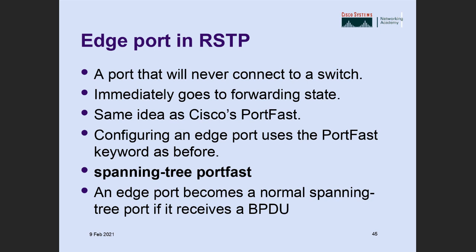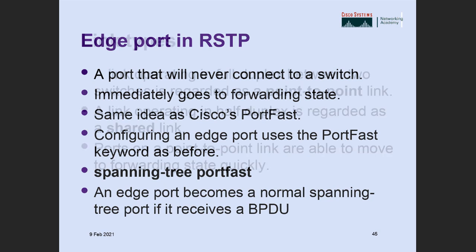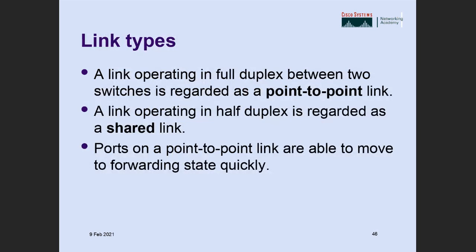Now, if I lie to the switch and create an edge port, and I say this is an edge port, it's only going to an employee's desktop PC, but then plug it into a switch anyway, it knows, because it now hears bridge protocol data units, which only go between switches. And it says, you liar. And it converts it back to normal spanning tree for me. So it's very hard to sabotage the network.